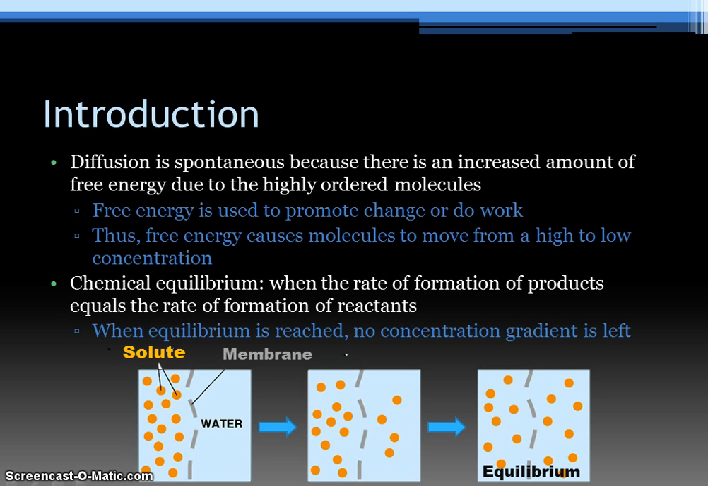Chemical equilibrium is when the rate of formation of products equals the rate of formation of reactants. And when equilibrium is reached, no concentration gradient is left. And as we can see in the diagram below, we start off with the solute all on one side of the membrane, and over time, the solute diffuses through the semipermeable membrane, and thus it reaches equilibrium where the solute is in equal concentrations on both sides.